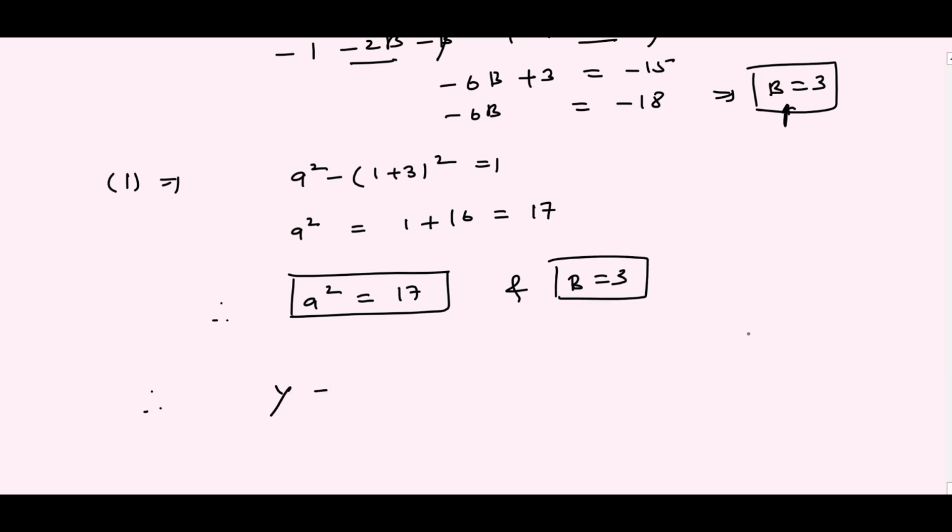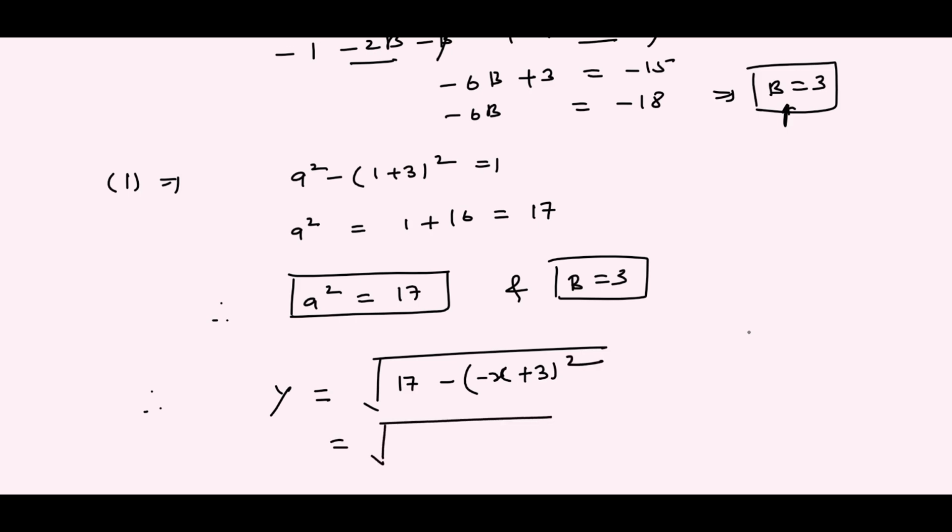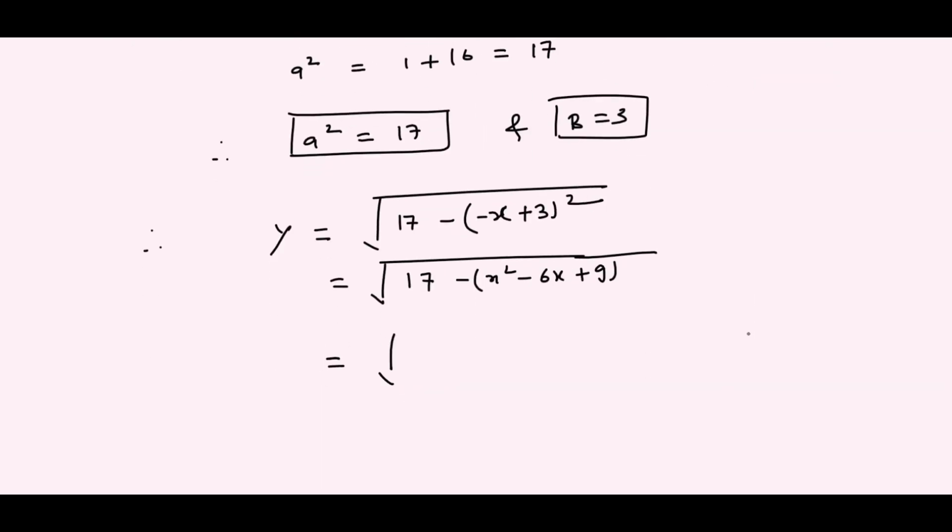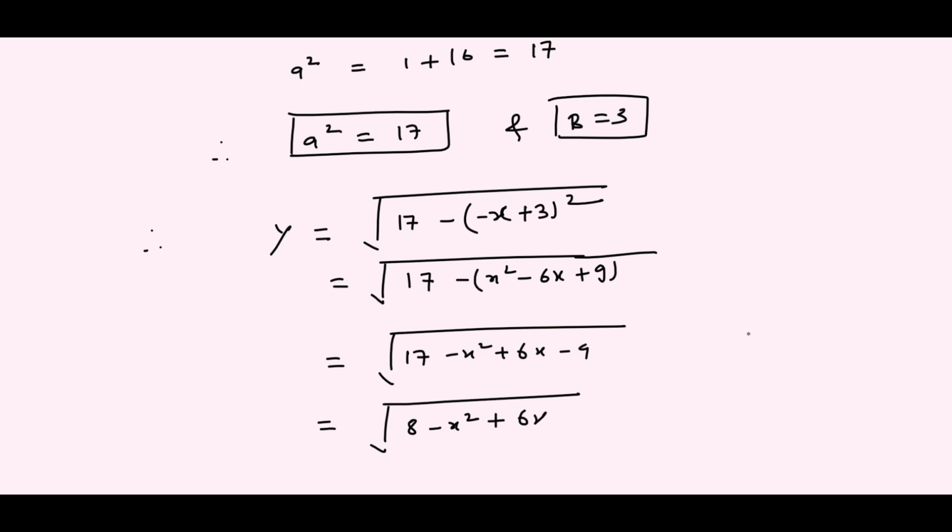So our extremal will be, that is y is equal to square root of a square, that is 17 minus of x plus 3 to whole square. Now open the bracket, it will give 17 minus x square minus 6x plus 9. So further simplifying, it will give 17 minus x square plus 6x minus 9, and 17 minus 9, that is 8 minus x square plus 6x.